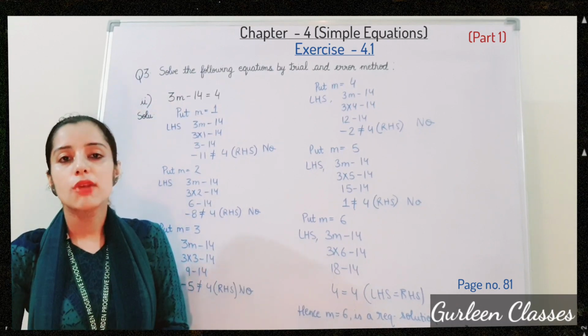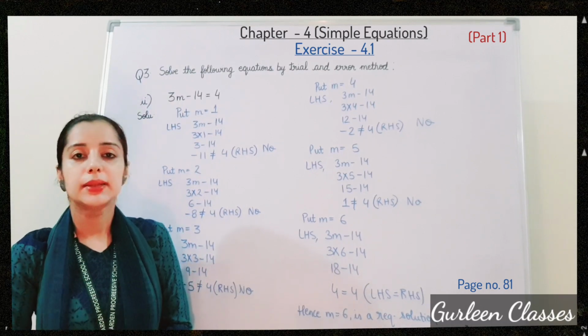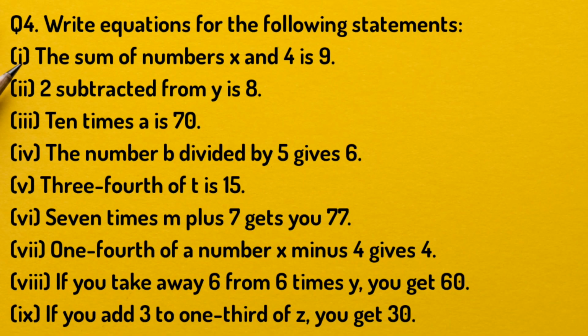So now let us solve from question number 4 onwards. Question number 4. Write equations for the following statements. First part, the sum of numbers x and 4 is 9. Sum means we have to add, and the numbers are x plus 4 is equal to 9.